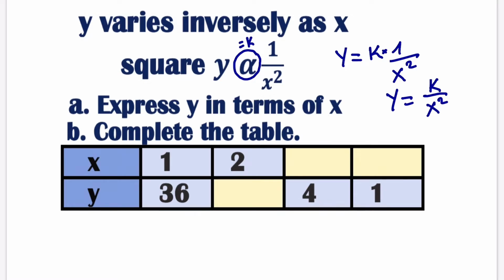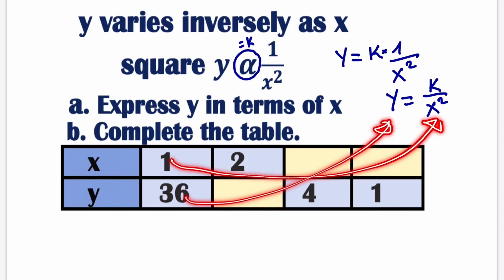Next, if we move to the question, we are asked to express y in terms of x. We can see that we have y and x, but here is k, so we need to get the value of k so that we'll be able to express y in terms of x. In order to get the value of k, we just plug in the known values of y and x. You have to look at your table where x and y are given. When x is 1, y is 36.